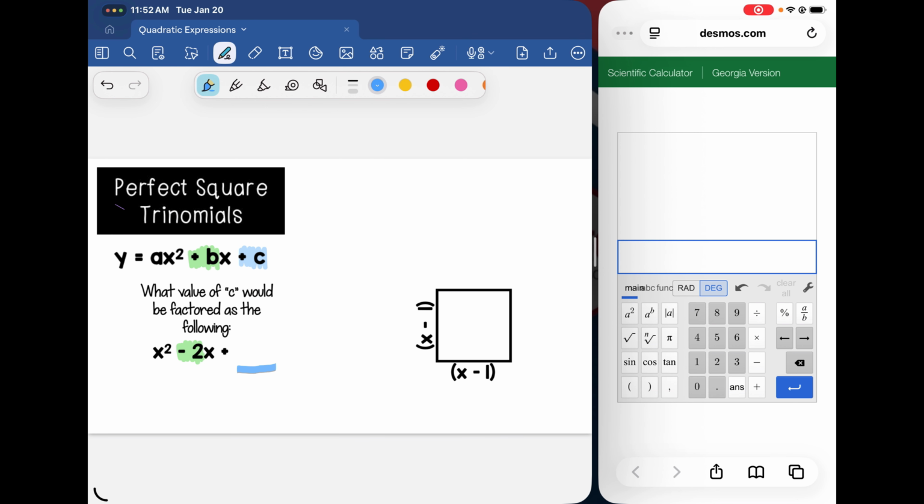Very simple. I take half of my b term, -2, divided by 2. That is half of it. And then I square it. And whatever that value is, I put it right here to complete that square to find that constant value. So in my calculator, I open up my parentheses and I type in -2 because that is the value for b. I divide it by 2 and I square it. And that means that the value of +1 can be written right here to complete my square.